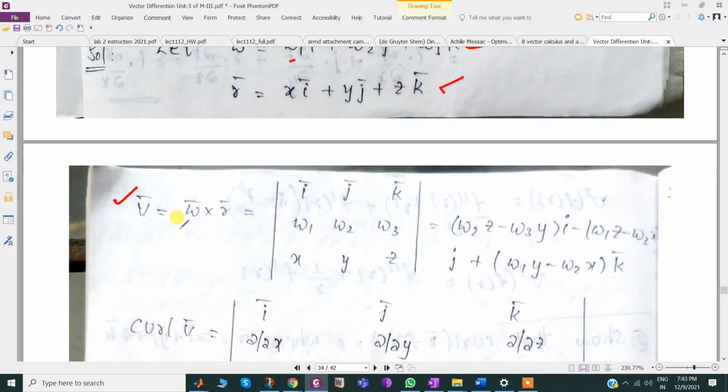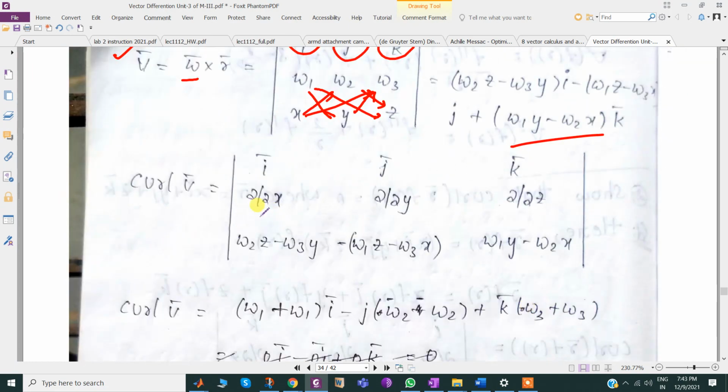So here, first vector is w, written as w1 i̅ plus w2 j̅ plus w3 k̅. r̄ equals standard form x i̅ plus y j̅ plus z k̅. Simplification, I may get i̅ times (w2 z minus w3 y), then j̅ times (w3 x minus w1 z), plus k̅ times (w1 y minus w2 x), that is. Then curl, ∂/∂x of curl means del cross v̄.